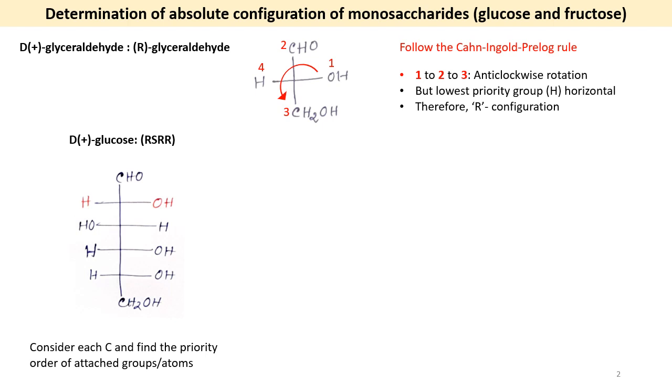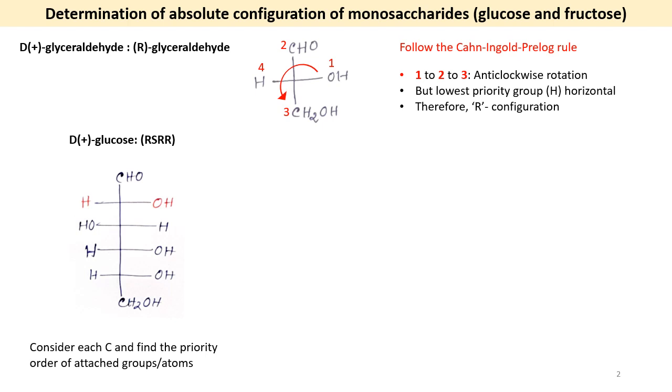Now, since it has only one chiral center, D-glyceraldehyde can be called R-glyceraldehyde. But in case of higher aldoses, you have to look at the different chiral centers and you have to assign them separately. Like in case of D-glucose or D plus glucose, the configuration will be RSRR, or more precisely it will be 2R, 3S, 4R, 5R, because the C1 and C6 are not asymmetric or are not chiral, so we'll be concerning ourselves with the 4 middle carbons.